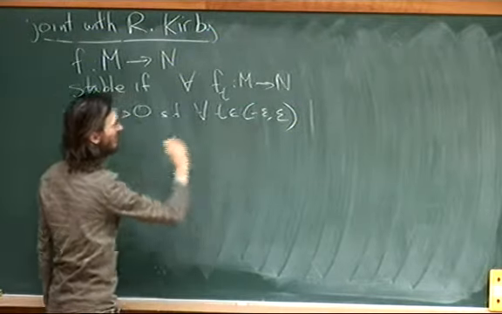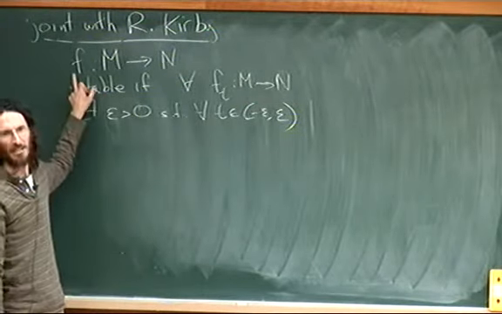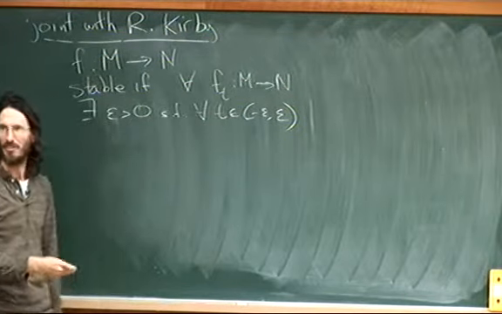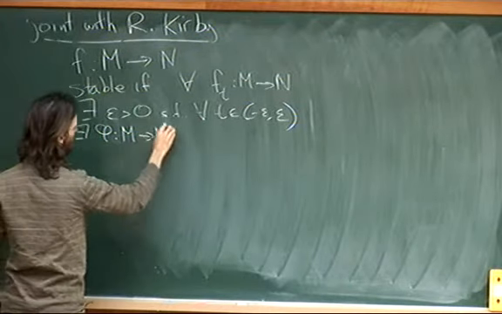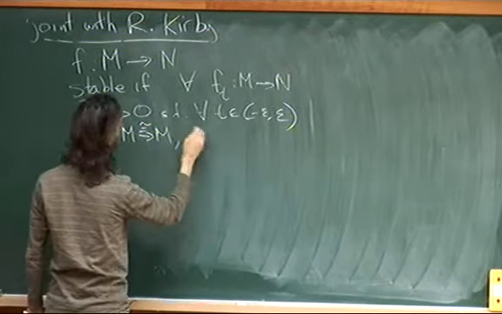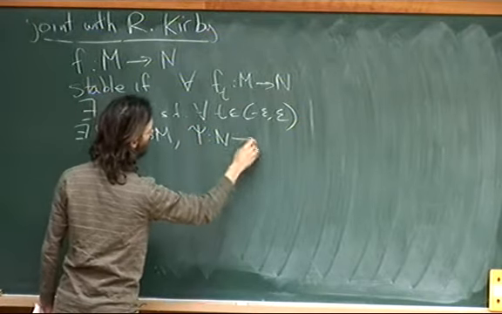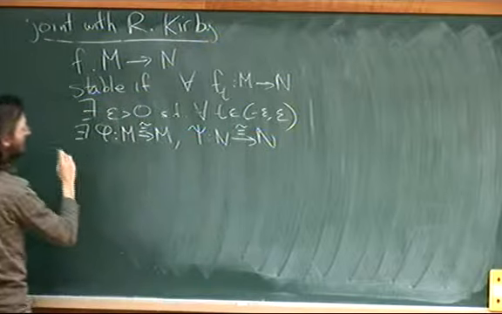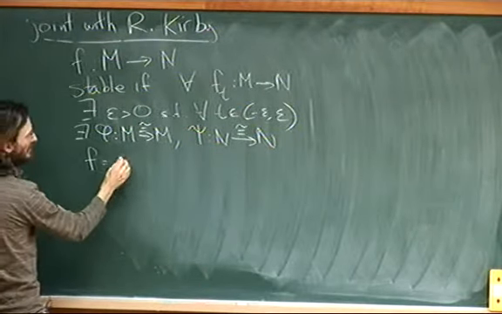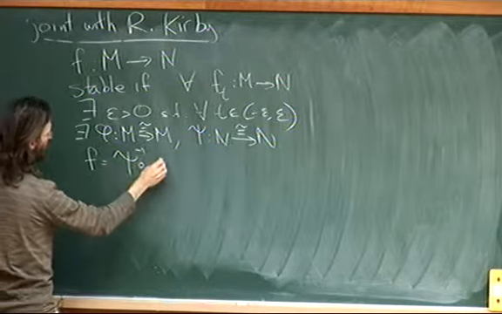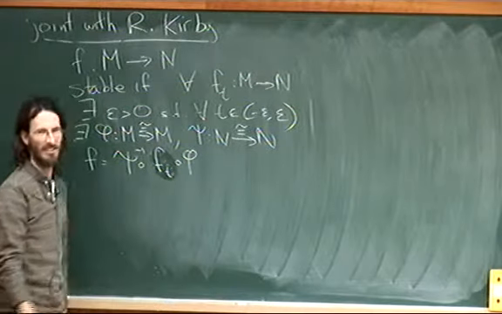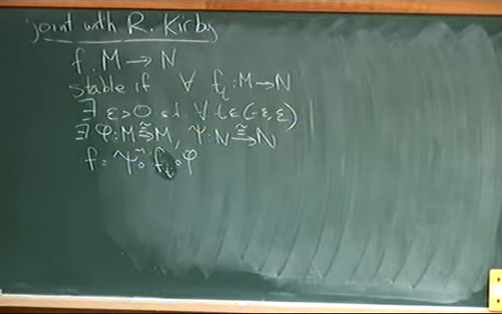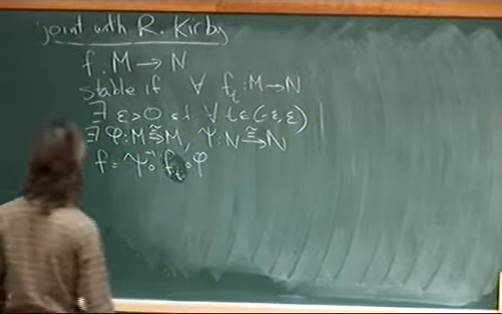as long as t is between minus epsilon and epsilon, f sub t looks just like f, up to reparametrizing in domain and range. Okay, so there exists some phi from M to M diffeomorphism, and some diffeomorphism psi from N to N, such that f equals psi inverse composed with f sub t composed with phi. Okay? The idea is you do a small perturbation, and up to changing coordinates in domain and range, it looks like you didn't do anything. Okay? So that's this notion of stability.